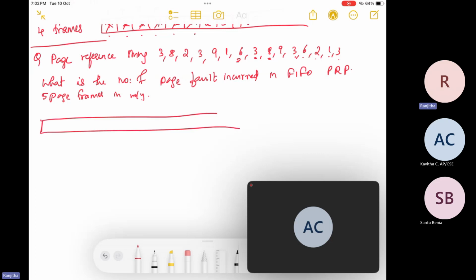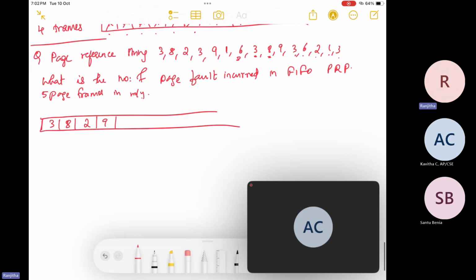So with the reference string, it is 3, 8, 2. 3 is already there. 9 and 1. So I made a mistake again writing 3 here. So 3, 8, 2, 3, 9, 1. So these are all initial page faults without replacement. Now when 6 comes, we'll have a replacement for 6. Then again 3 comes, we will have a replacement for 3.